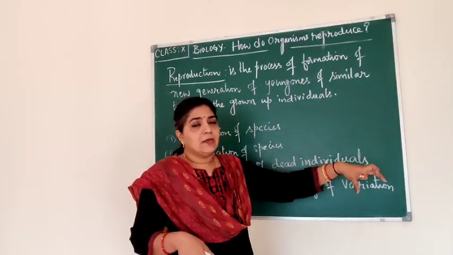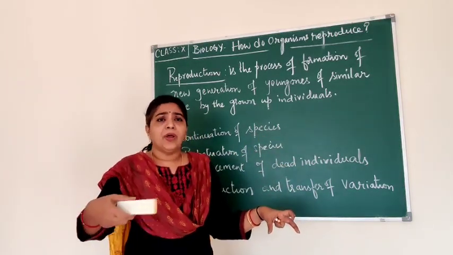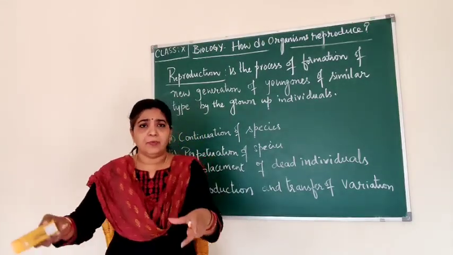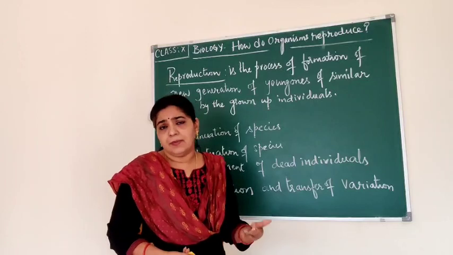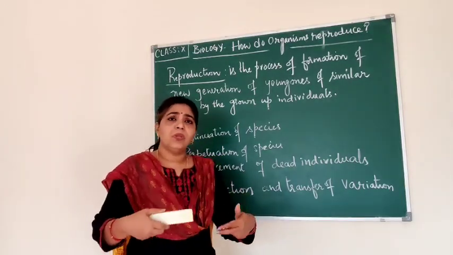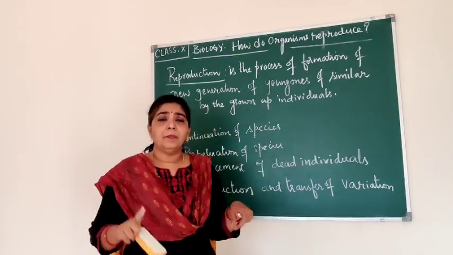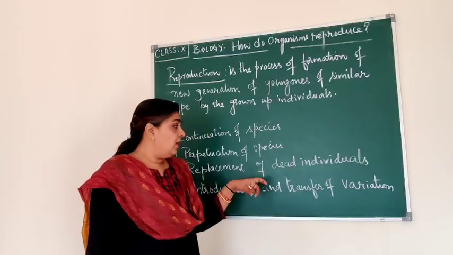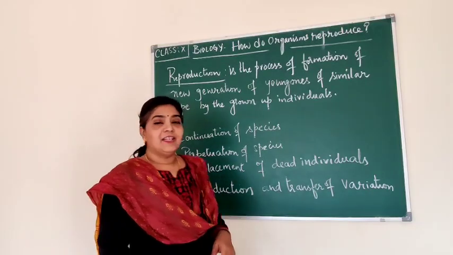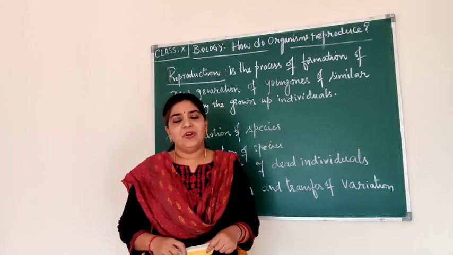As I told you in the example, if some 50 or 100 organisms are living there and one dies, and within the population there are no newborns, so babies are not born, what will happen? Slowly, one after the other will die and the population will completely disappear. So reproduction helps in replacement of dead individuals. And then, introduction and transfer of variation. So that's about the introduction of reproduction.